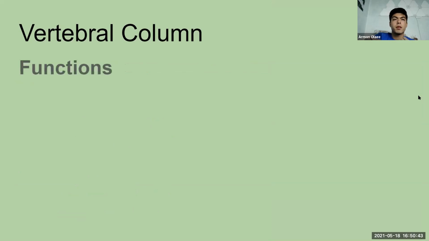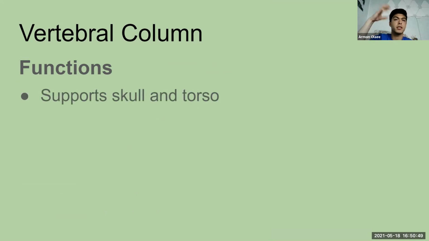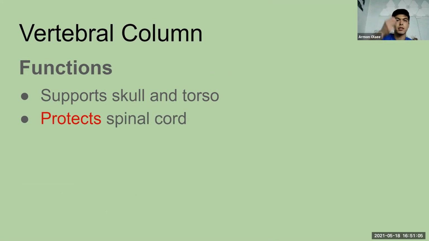Now also, some of the functions of your vertebral column include it supports the skull and torso because the skull sits right on top of the cervical vertebrae, and your torso surrounds the middle of your body where your vertebral column is. It also protects your spinal cord. This is part of your nervous system that runs down your spinal cord and gives movement to the muscles in your body. And it's very important because if something happens to this, it could end up in an injured person being paralyzed or partially paralyzed. So it's very important to protect the spinal cord.